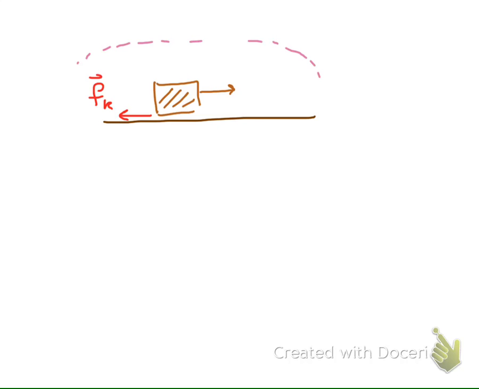Now, if we extend our system to include both the object and the surface, and if we assume that there is no force exerted on the object except the friction, we have the surface, and we have an object sliding on the surface, and this object is subject to the friction only, and our system now is this. This is our system.